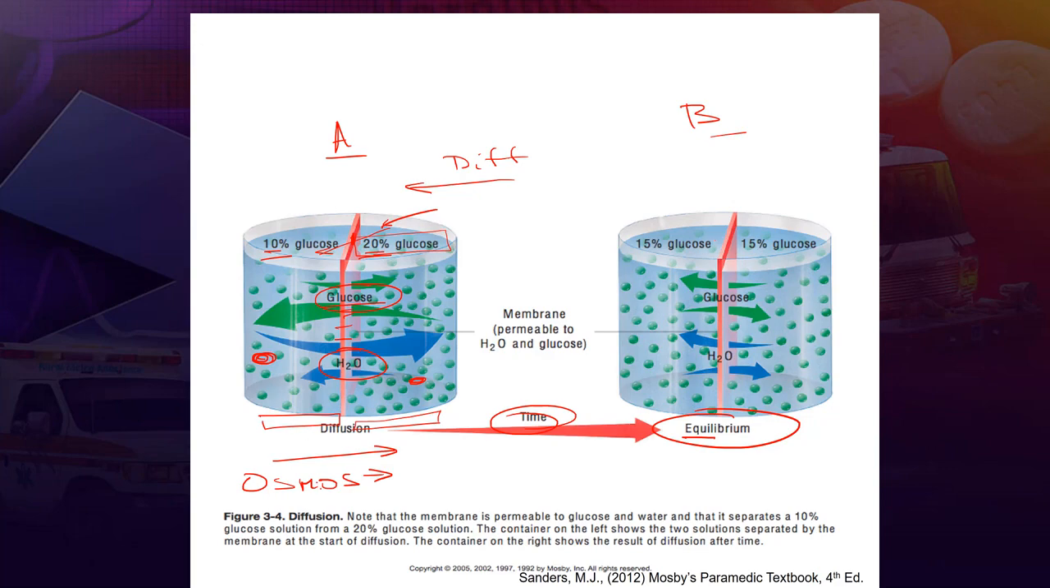Also, water has reached equilibrium, as did the glucose. So when we had our diagram on this side, if it was 20% glucose, it was 80% water. If this was 10% glucose, it was 90% water. Now that we have 15% glucose on either side, we have 85% water on either side. So now we've reached equilibrium. So remember that in all these cases of passive transport, things will move from higher concentration to lower concentration.